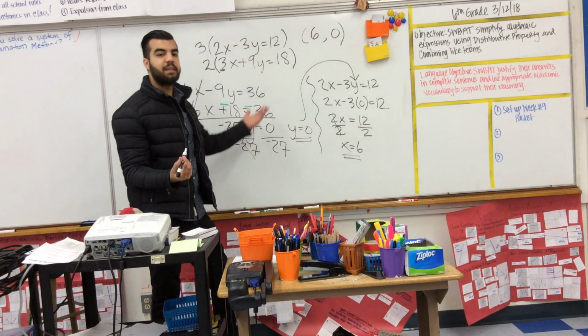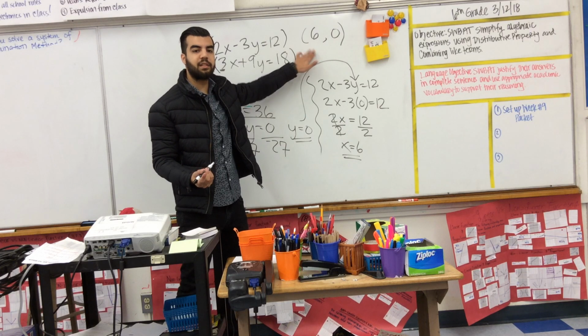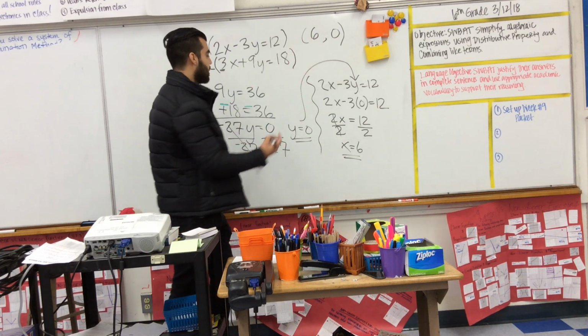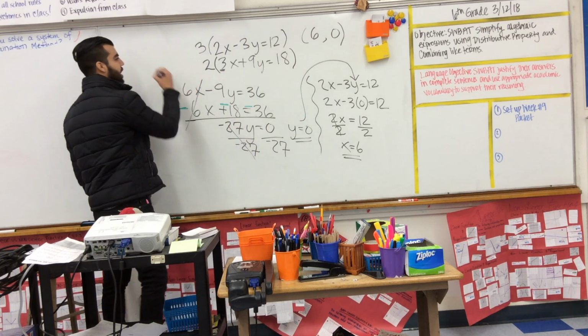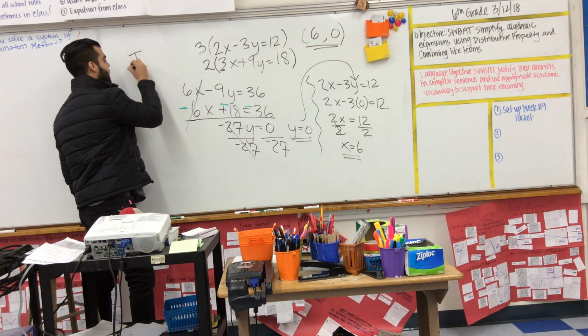And then ask yourself, what type of lines are these? If you know you have a coordinate as your answer, then you know they're intersecting lines, and you know this is where the two lines intersect. So for this answer, we have (6, 0) is our coordinate point, and we have intersecting lines.